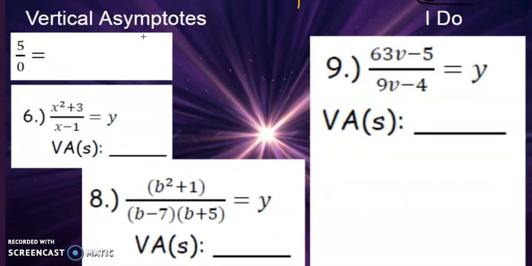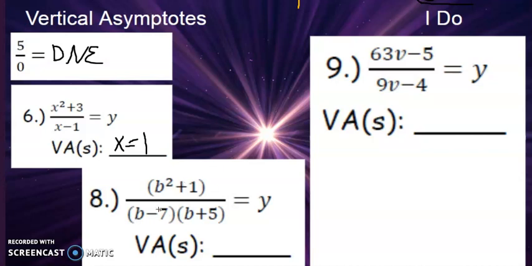Now let's go over vertical asymptotes. Basically, a vertical asymptote is a vertical line that a graph will never touch. Basically, it's when the denominator equals 0. The function doesn't exist there. So on this one we have x squared plus 3 all over x minus 1. Your vertical asymptote would be at x equals 1, because if you plug in 1 for x, you get 0 in the denominator, which is undefined. That's a vertical asymptote.